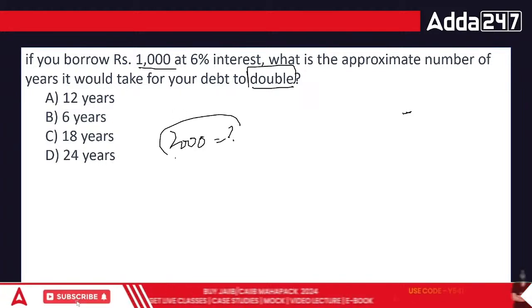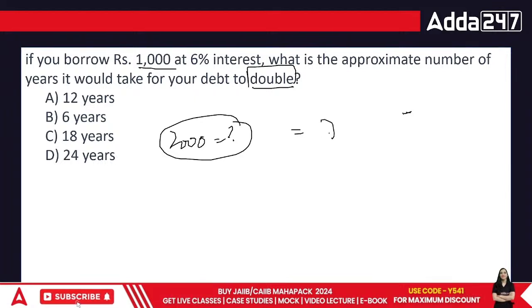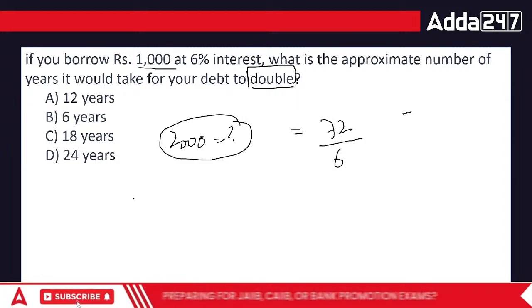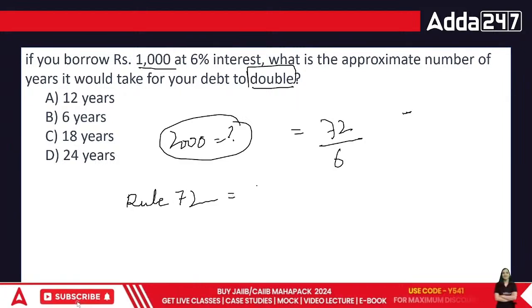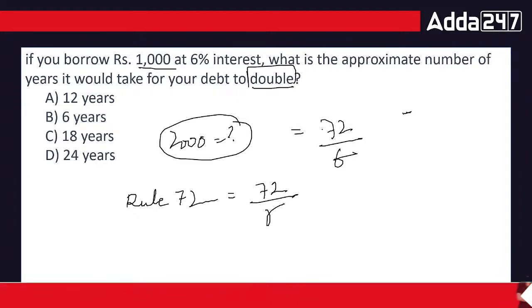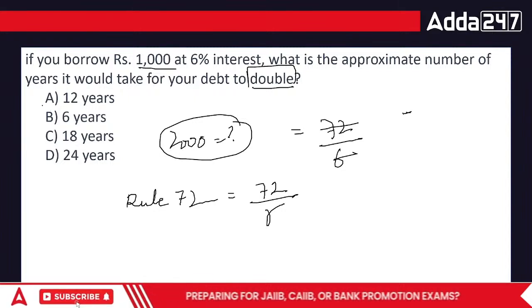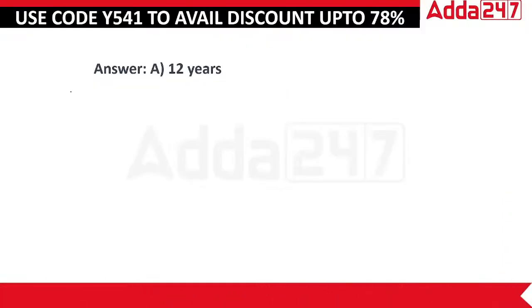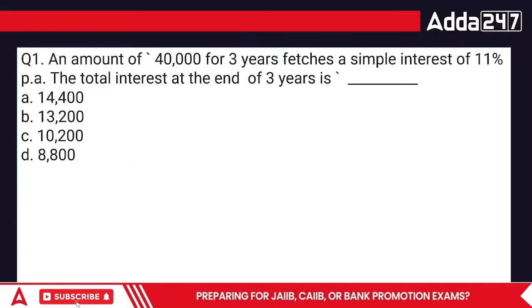So one thing is 72 divided by 6. Rule 72 says that you divide 72 by the rate of return. So in this case, it comes out to be 12 years. So the answer is A. Answer is A, 12 years.